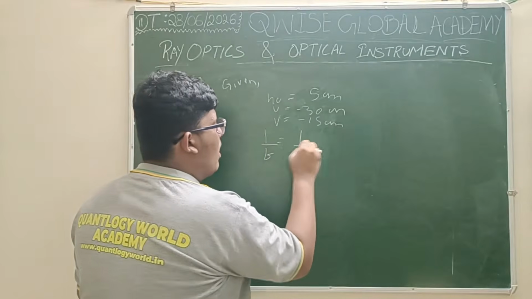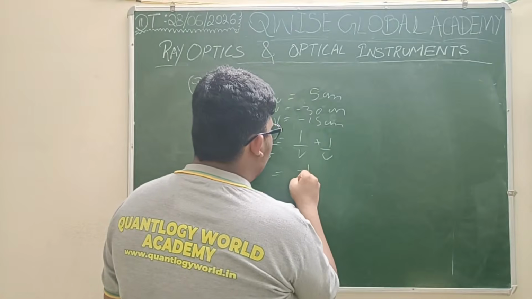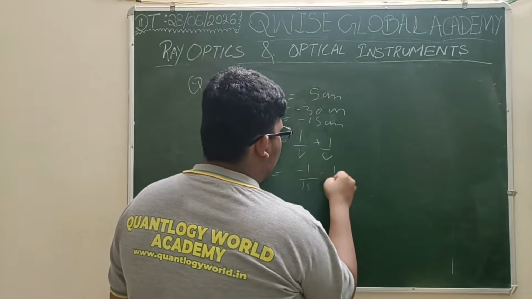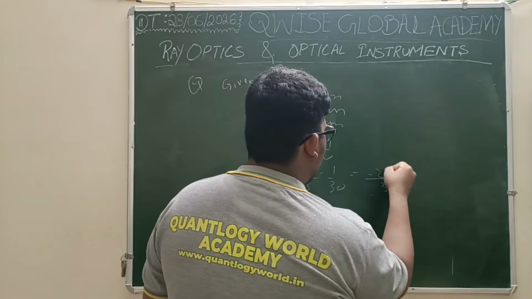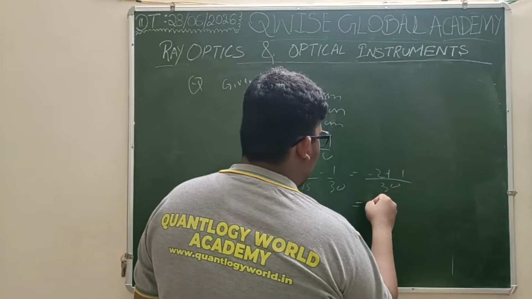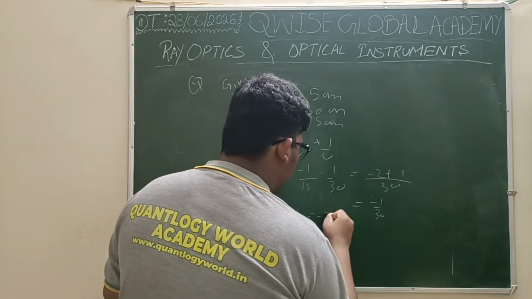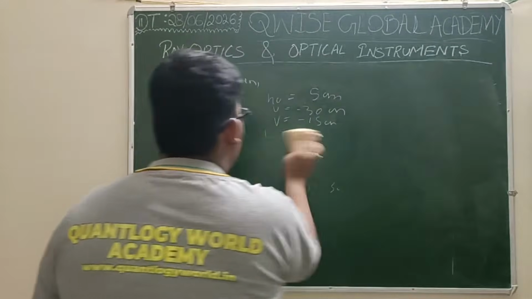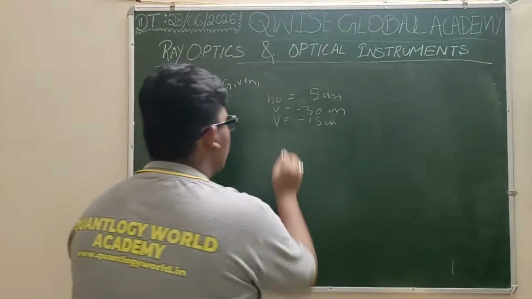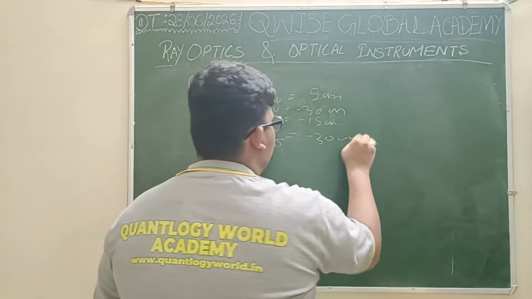1 by f equal to 1 by v plus 1 by u equal to minus 1 by 15 minus 1 by 30. 30, minus 2 plus 1, equal to minus 1 by 30. f equal to minus 30. So here we get focal length as minus 30. Next we have to find hi. After using the mirror formula, we get focal length is minus 30 cm.